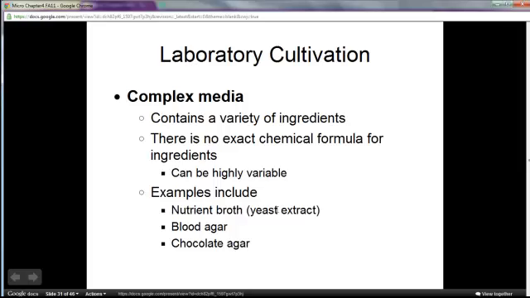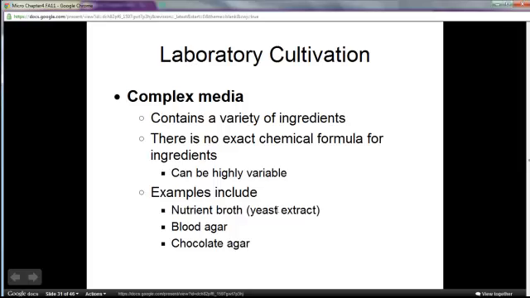Moving on, if we think about blood agar, the ingredient that is the blood is also variable. We can't say blood is a mixture of a variety of different things, different proteins, liquid, water, antibodies, and we can't say that blood has a specific chemical formula. In terms of chocolate agar, it doesn't actually have chocolate in it, but it has something called beef extract, and beef extract, again, is highly variable.